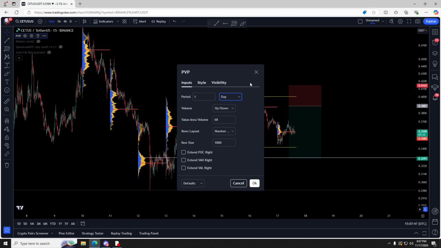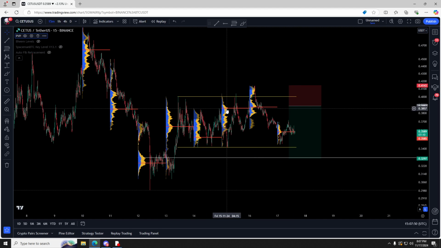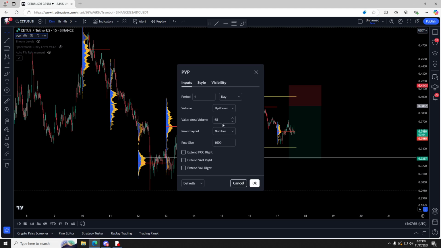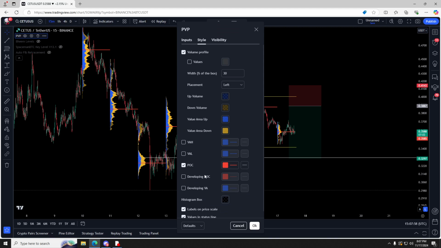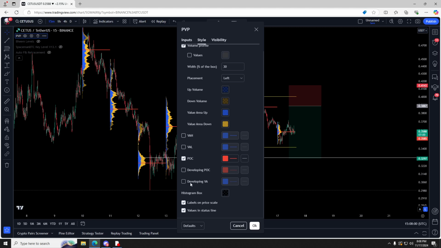Daily is the best one, because in this you can get the most amount of volume profiles, and these would also match with the ones you manually draw. Okay, the settings are 1 up down 68, number 1000, all disabled. POC developing, nope, you do not need the developing one. What this one means is that the market structure for the session you identify manually is a session that has already completed.